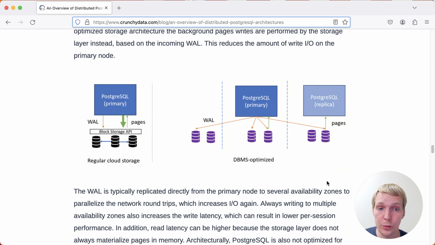Now, important to note that all of these are Postgres forks. You can't do this with a Postgres extension. This is really replacing an important part of Postgres, so it's not standard Postgres, but it is something that will work well from a compatibility perspective for your application.